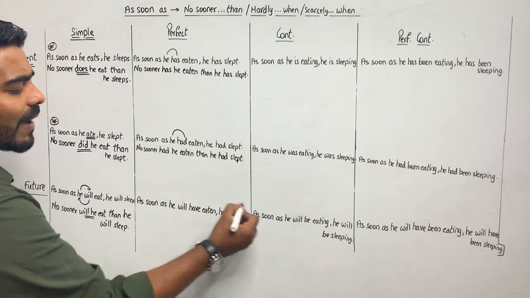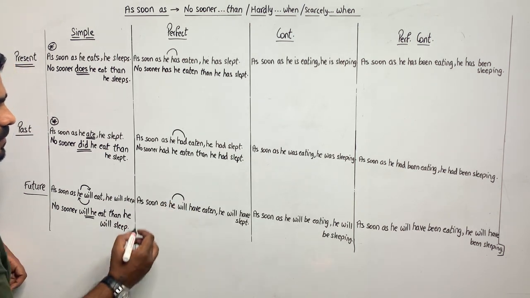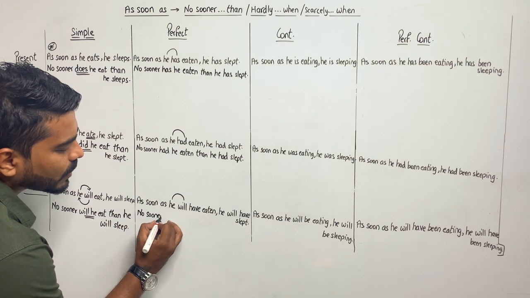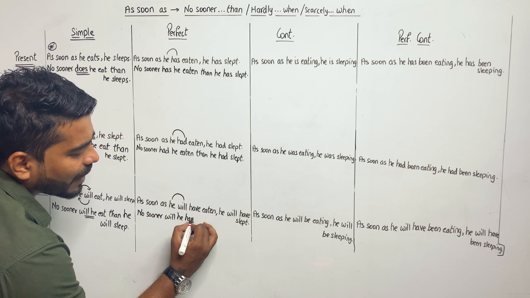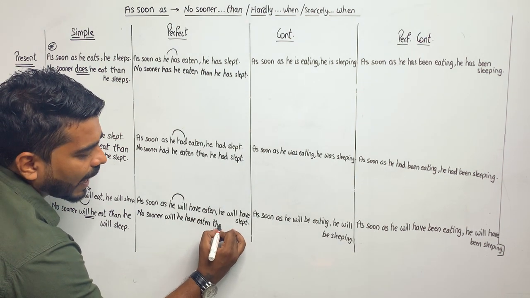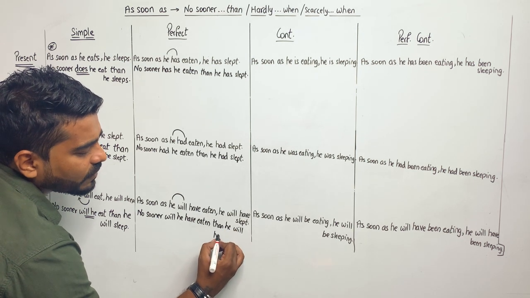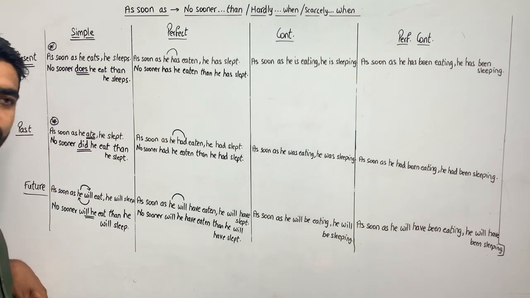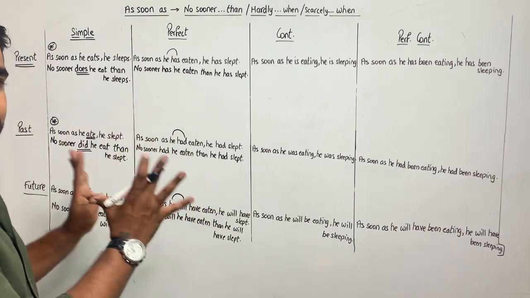As soon as he will have eaten, he will have slept. He will becomes will he. No sooner will he have eaten than he will have slept. Okay, same thing. He will becomes will he. The remaining part of the sentence is the same.